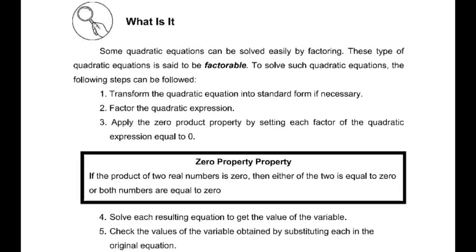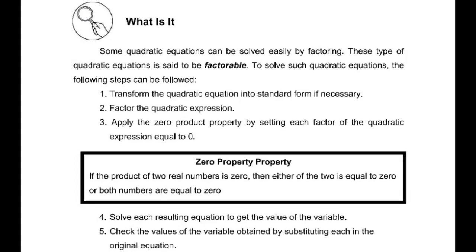So what is it? Some quadratic equations can be solved easily by factoring. So this type of quadratic equations is said to be factorable. To solve such equations, the following steps can be followed. 1. Transform the quadratic equation into standard form if necessary. The standard form is ax squared plus bx plus c equals 0. The next is factor the quadratic expression. Then number 3, apply the zero product property by setting each factor of the quadratic expression equal to 0.